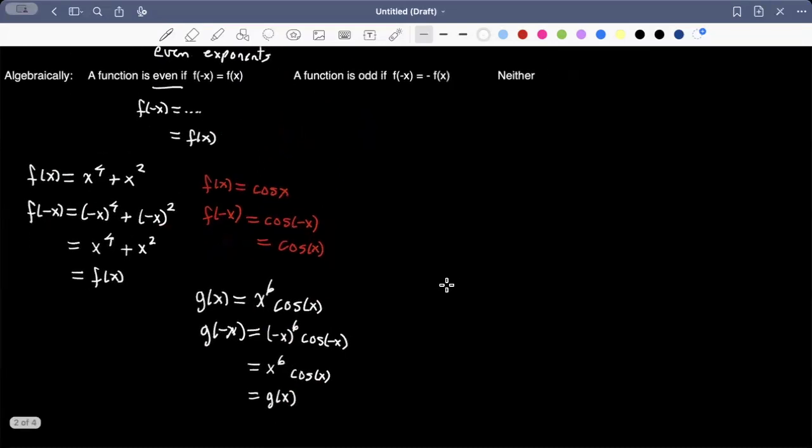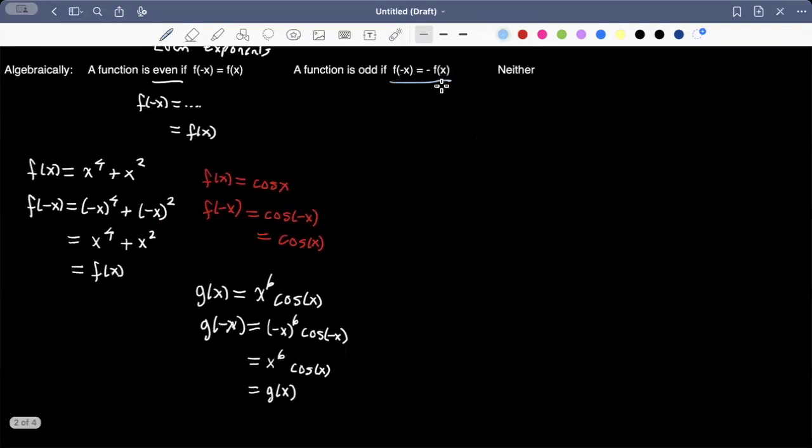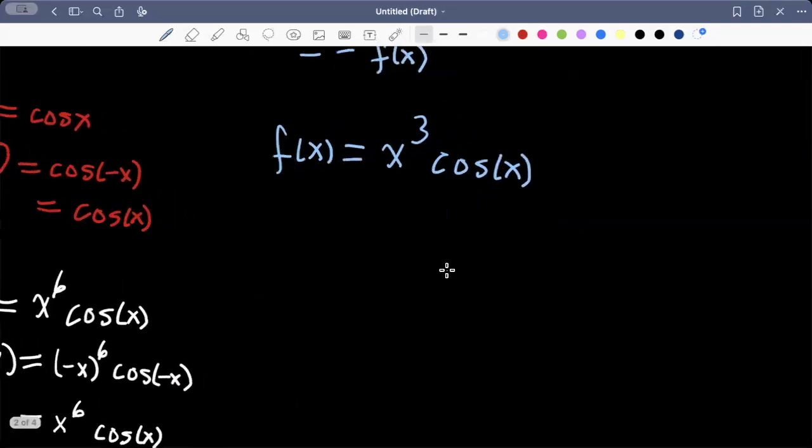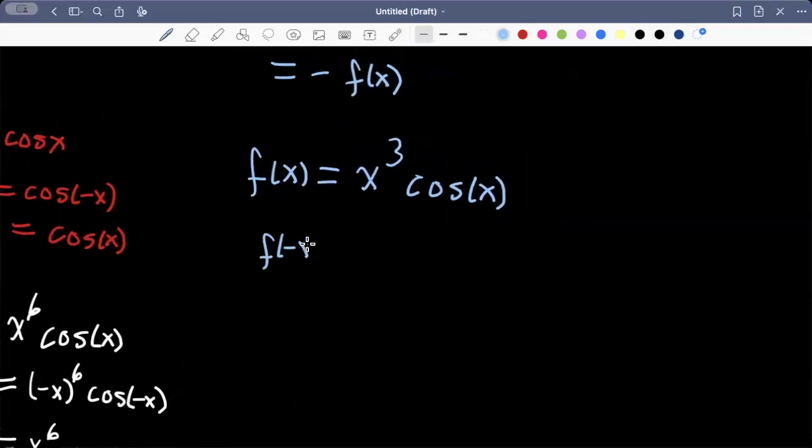Odd functions. A function is said to be odd if replacing each x with negative x, as you simplify, the answer becomes the negative of the original. Okay, here's an example. Let's look at x to the 3 times cosine x. And even though cosine x is even, the overall answer will show us an odd function. Let's see why that's the case. Replacing each x with a negative x. Here's what I have.